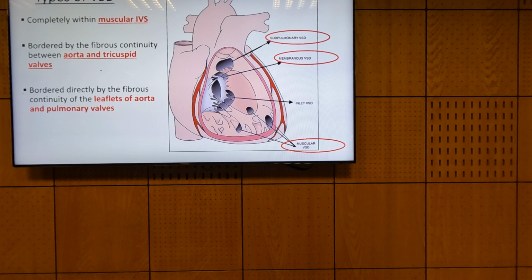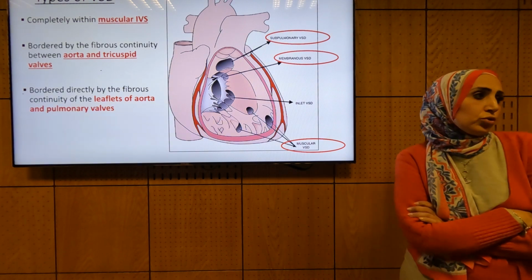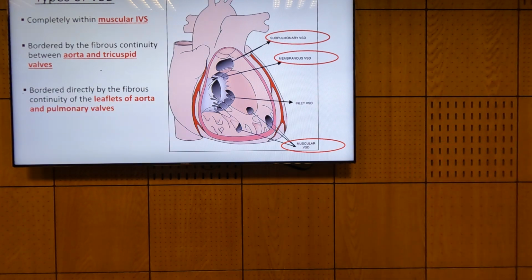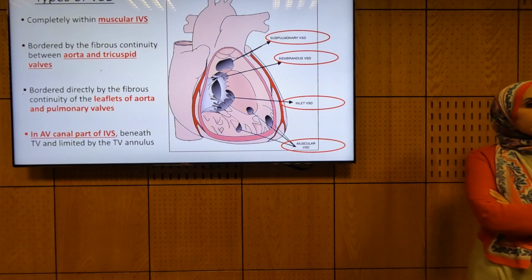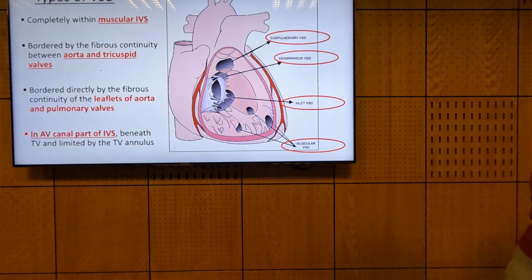And we have a subarterial VSD that is directly related to the semilunar valves, the aorta and pulmonary. And the last type is the inlet VSD, which is very common in the atrioventricular septal defect, just beneath the tricuspid and mitral valves and surrounded by them. So for clinical purposes, there are 4 types of VSD that we have: either muscular VSD, perimembranous VSD, subarterial VSD, or inlet VSD.